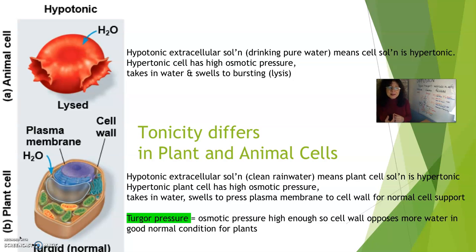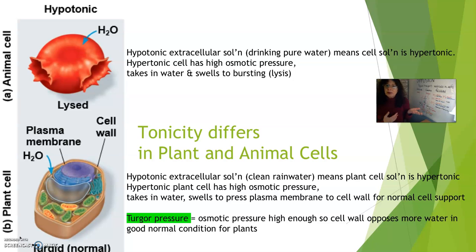In that case, you know that the hypertonic environment will take in water along its semi-permeable membrane, especially when the solutes can't move well, and a hypertonic solution will take in water into the cell and swell, and as it swells, that plasma membrane may burst and lyse the cell, burst the red blood cell. That's what will happen in a hypotonic extracellular environment for animal cells.